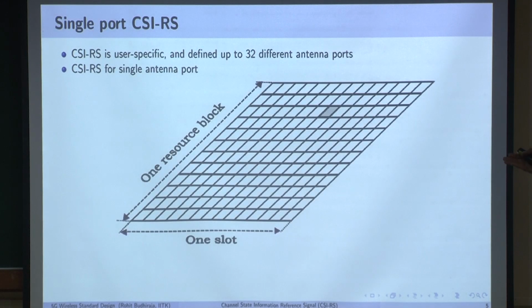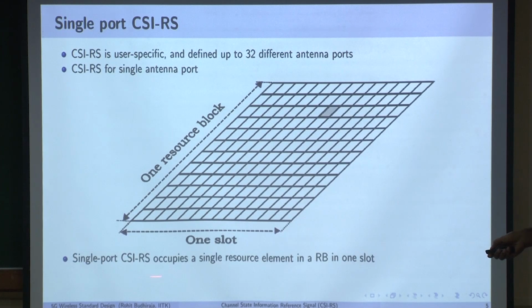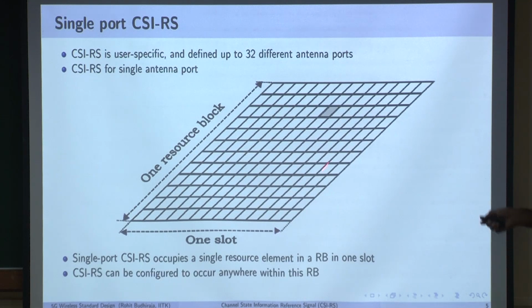So I'll show you how it is defined for a single antenna port. To estimate a single antenna port, only one resource element per PRB is transmitted. This is a one port CSI-RS. That's all. If it is one port, how many resource elements do you need to estimate the channel? It is only one, right? So we are assuming that the channel remains constant over the entire PRB. So a single port CSI-RS occupies a single resource element in an RB in one slot. Fine, and the CSI-RS can be configured to occur anywhere within this RB.